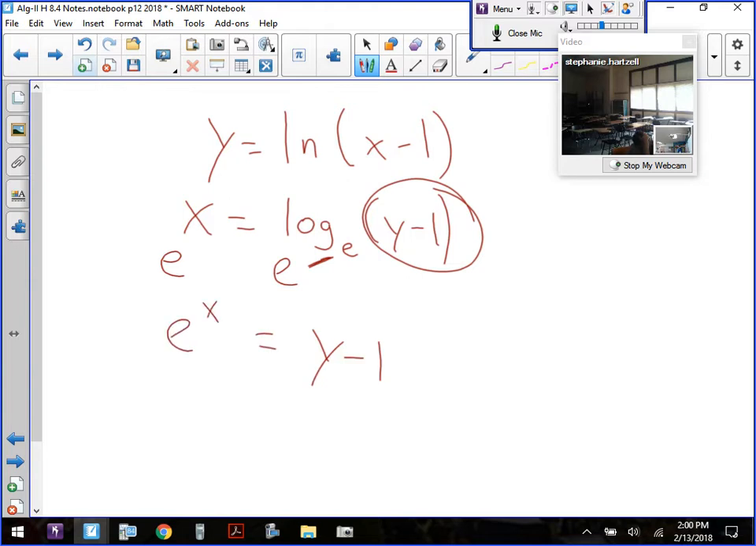You're just using those separate properties. See what I'm talking about? It is e. And there you go. That's all it means.